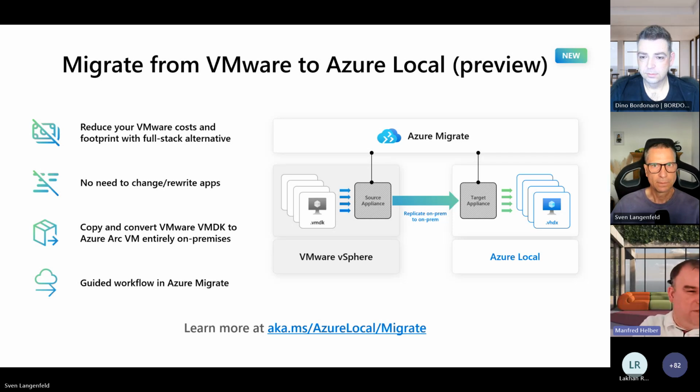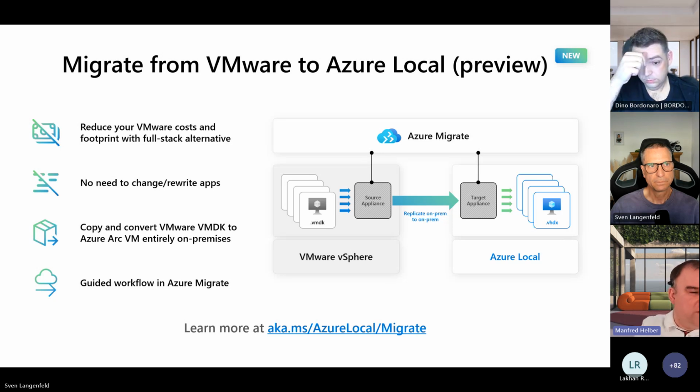Hydration was announced with this name at the last Ignite in Chicago. As far as I know, there is no update on the roadmap. There was a roadmap shown in the presentation at Ignite last year that said that we should have the hydration feature, which allows bringing existing virtual machines fully visible into the Azure Local environment, somewhere this year. But I don't have any news about when it will finally be available. Regarding Azure Migrate from VMware to Azure Local, the experience is very good.